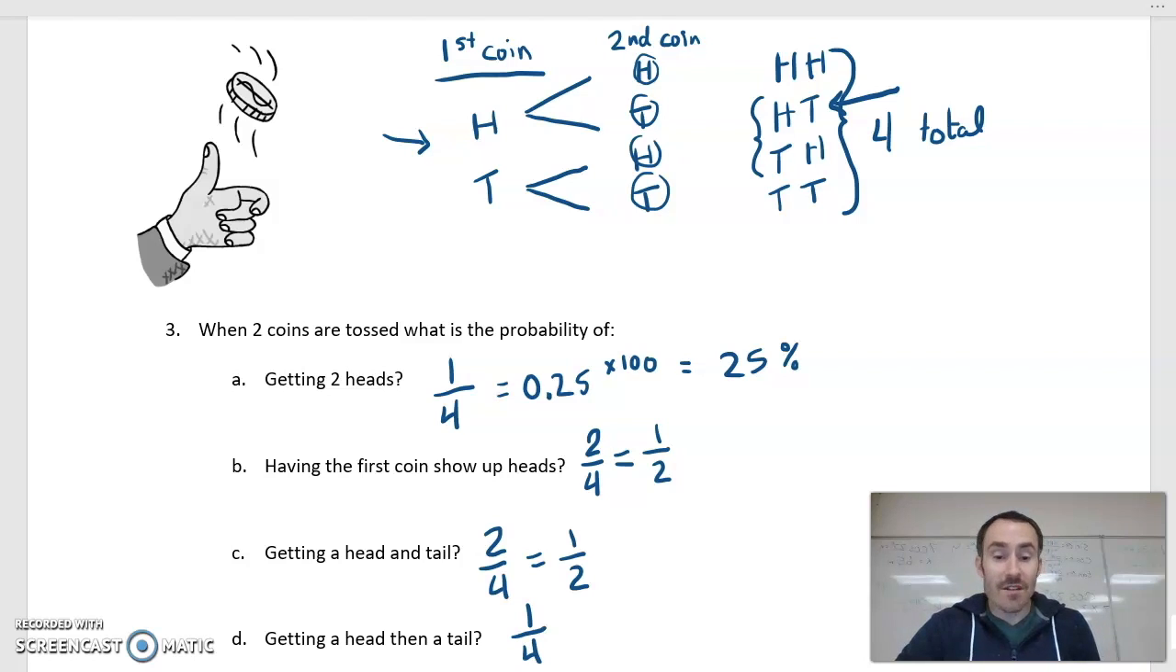And you can do the same thing for any of these. So 1 out of 2 is 0.5 times 100 is 50%. Same thing for the third one, 50% again. And then 1 out of 4 is, again, 0.25 or 25%. Any of those is a valid way of expressing a probability.